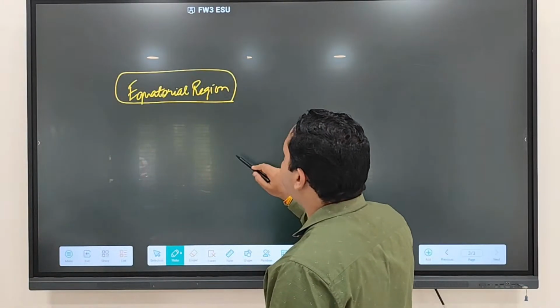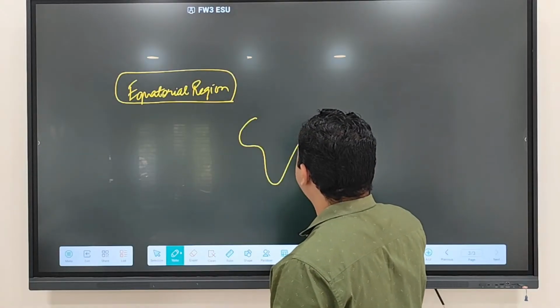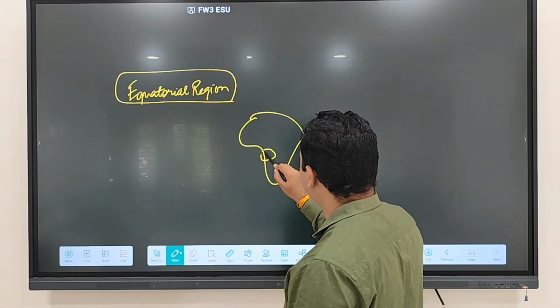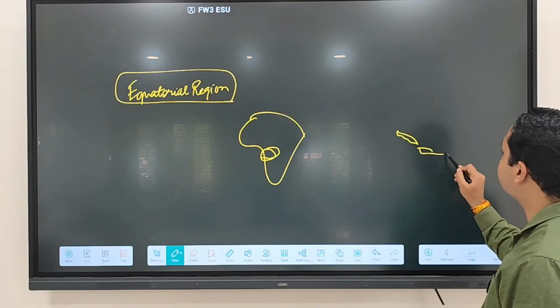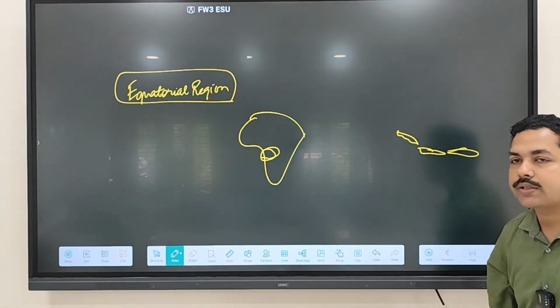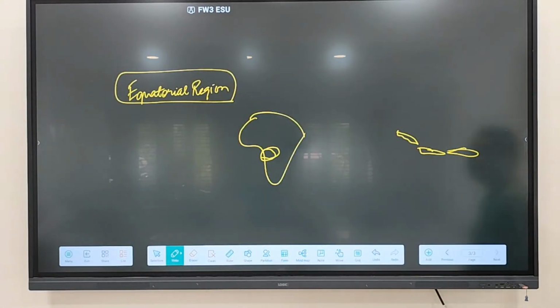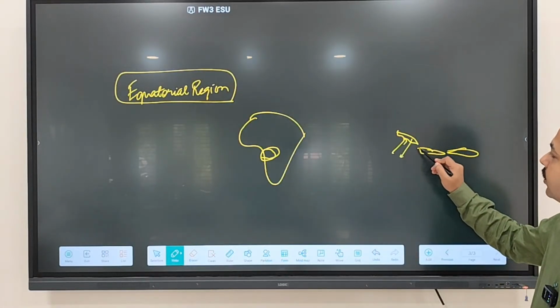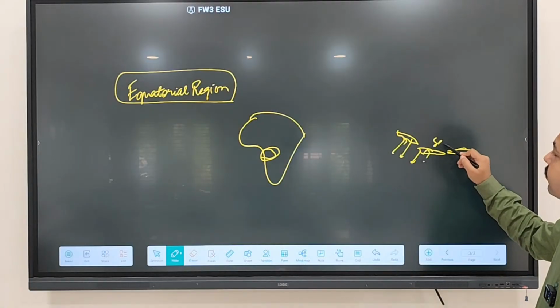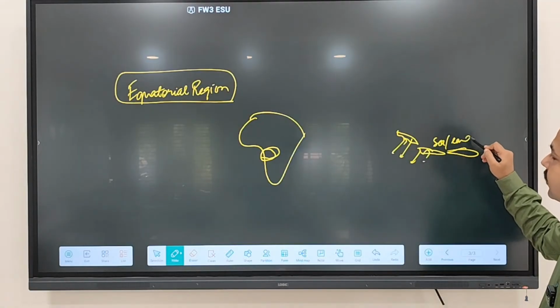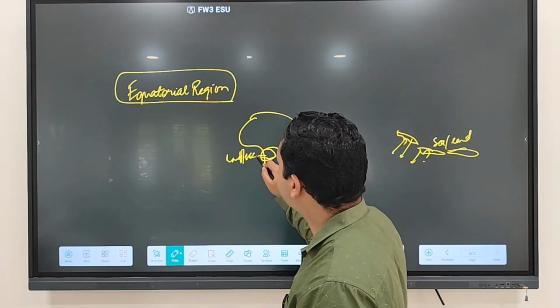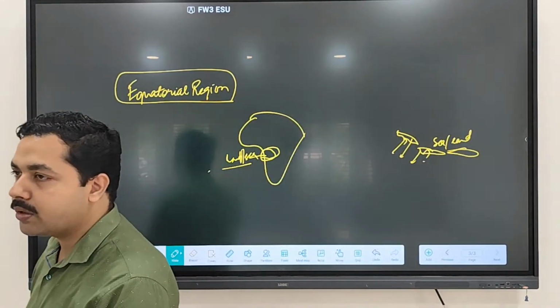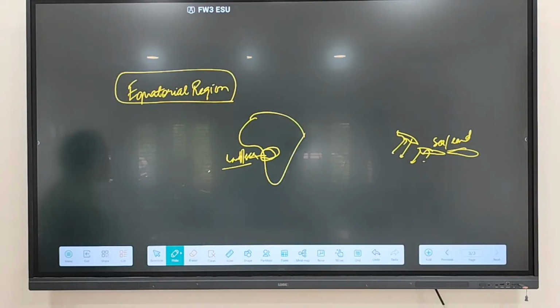Now, some of the equatorial regions, like we discussed. Where do we find the equatorial region? We discussed Malaysia and Indonesia. So they are also influenced by what? They are also influenced by land and sea breeze, especially in coastal areas. Land and sea breeze also influence them.